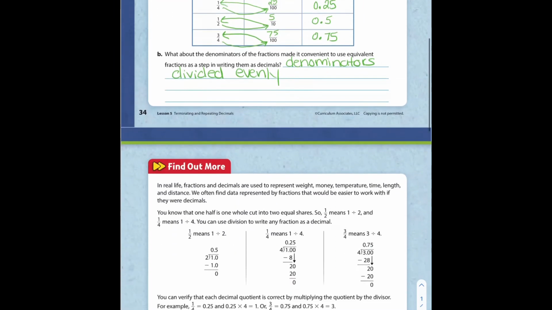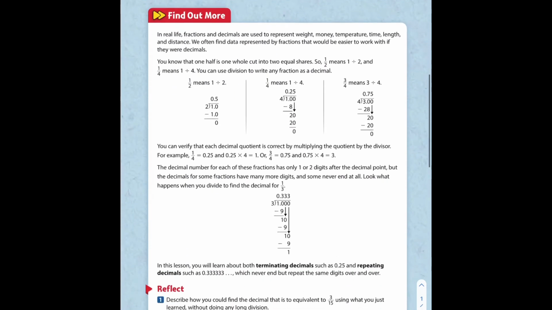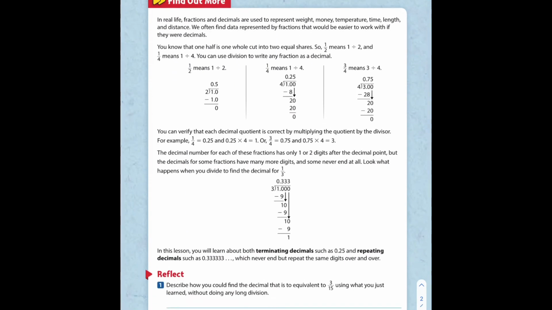Let's investigate a little bit more. In real life, fractions and decimals are used to represent weight, money, temperature, time, length, and distance. We often find data represented by fractions that would be easier to work with if they were decimals. This is why this topic is important.